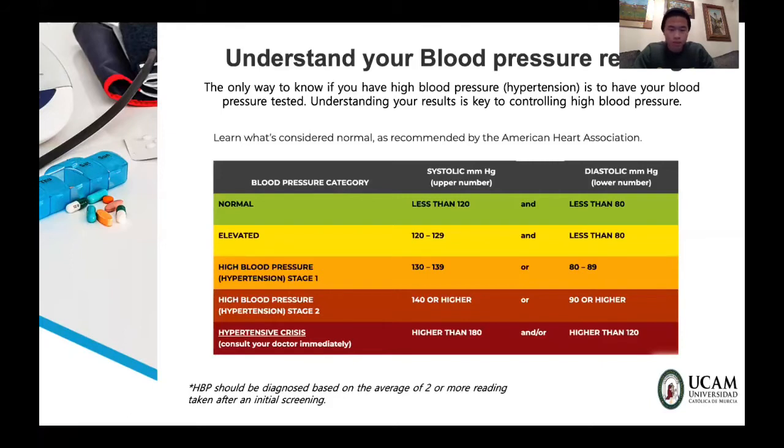You know. So for this hypertensive crisis, the numbers are higher than 180 millimeters of mercury for your systolic blood pressure and higher than 120 for your diastolic blood pressure. But take into account that high blood pressure or hypertension should be diagnosed by the doctor, okay, based on the average of 2 or more readings taken after your initial screening.